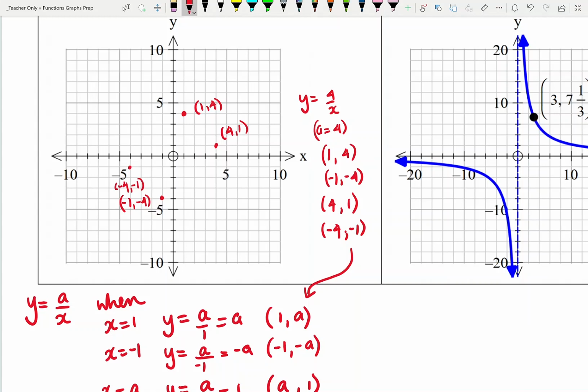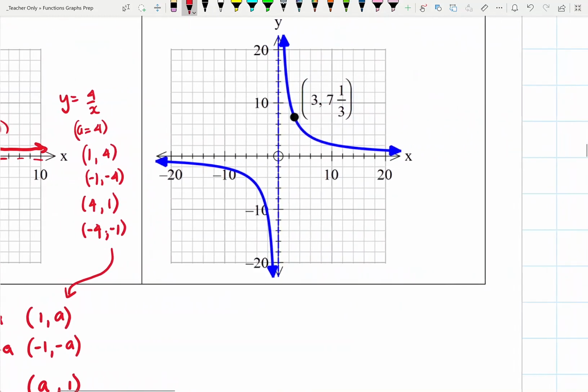And then we carefully join them up in the rectangular hyperbola shape, including arrows, and making sure to put in the asymptotes, showing the position of the asymptotes. If the asymptotes are on the x and y axes, you don't need to label them. If they're not on the x and y axis, then you need to label their position.